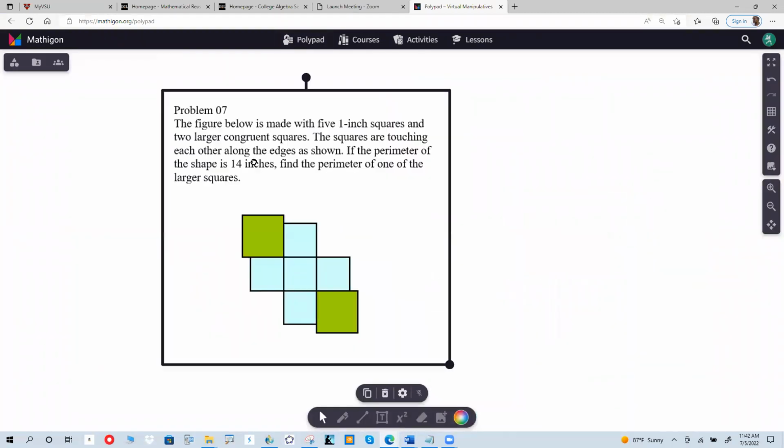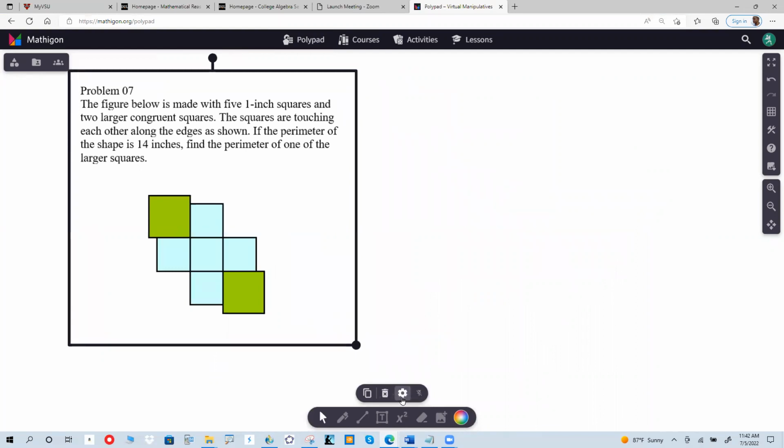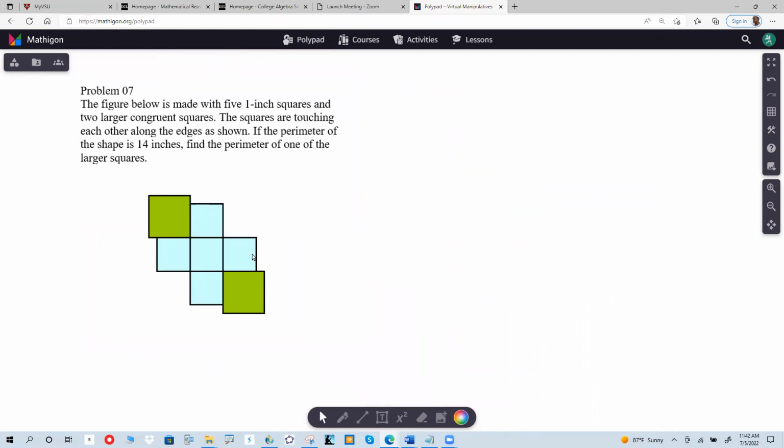All right. The next one, number 7. Okay, the figure below is made with 5 1-inch squares. Of course, the light blue squares are 1 inch and 2 larger squares, they're green. The squares are touching each other. The perimeter of the shape is 14, the whole shape. Let me walk around the perimeter of the whole shape. This is the perimeter of the whole shape.